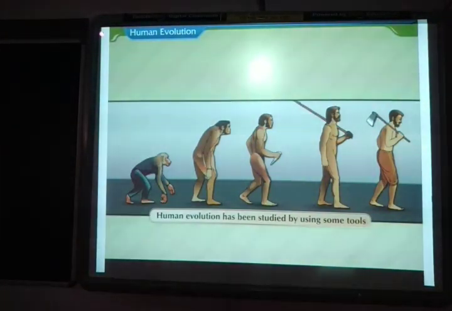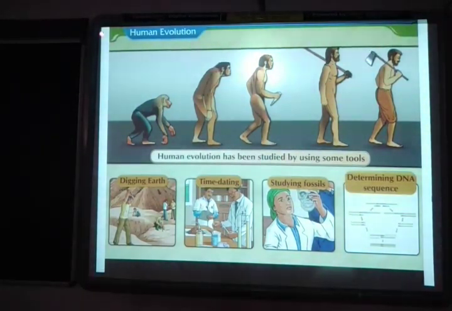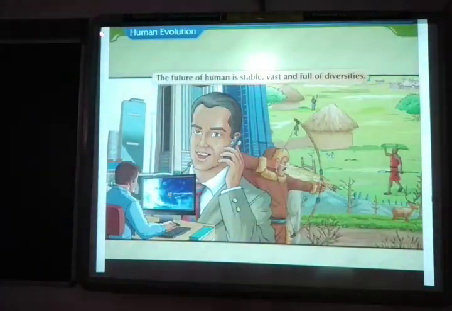Human evolution has been studied by using some tools like digging earth, time dating, studying fossils, and determining DNA sequence for tracing evolutionary relationships. The future of humans is stable, vast, and full of diversities.